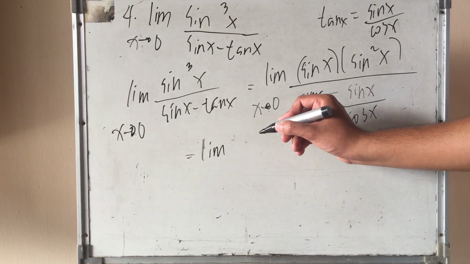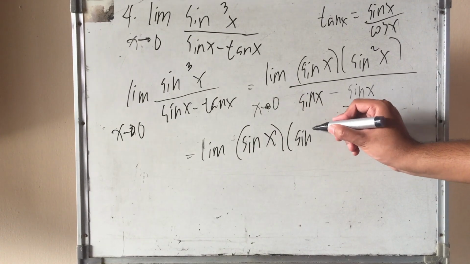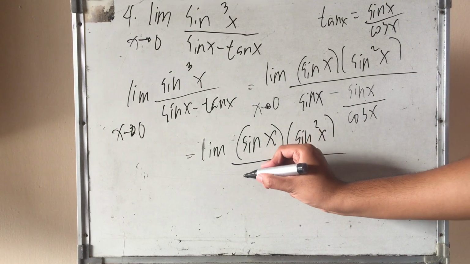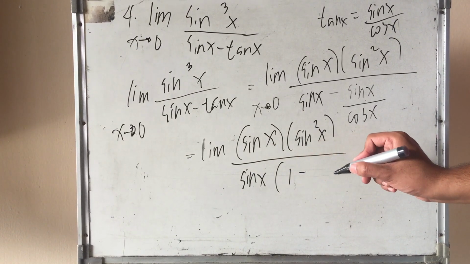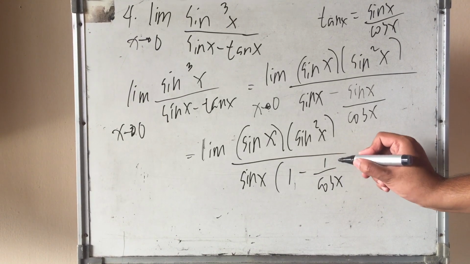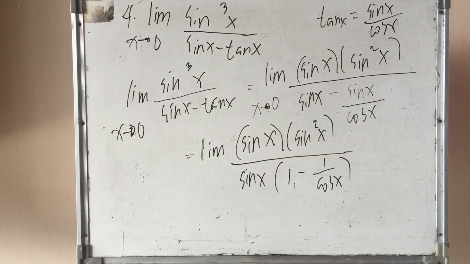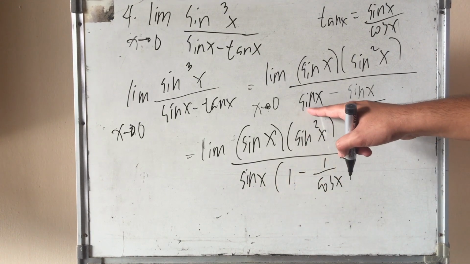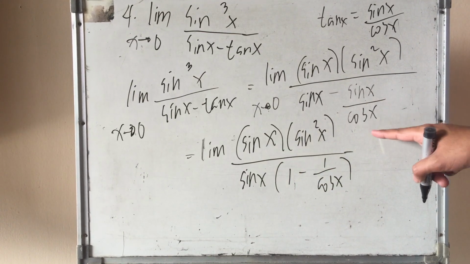the limit of sine x times sine squared x divided by, factor out sine x on the denominator side, sine x times 1 minus 1 over cosine x. If you have to check your factoring, you just simply distribute sine x in this equation. Sine x times 1 is equal to sine x. Sine x times 1 over cosine x is equal to sine x over cosine x.